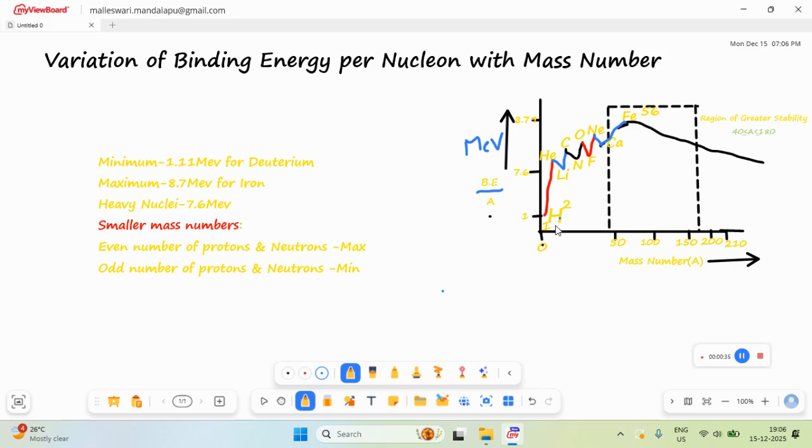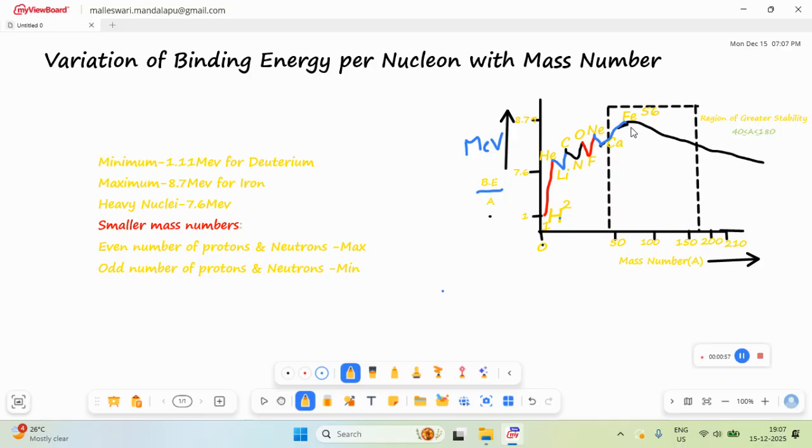This one is 1H2, the isotope of hydrogen, that is deuterium. From this, binding energy per nucleon increases, and from helium to neon we observe some fluctuation, some ups and downs.